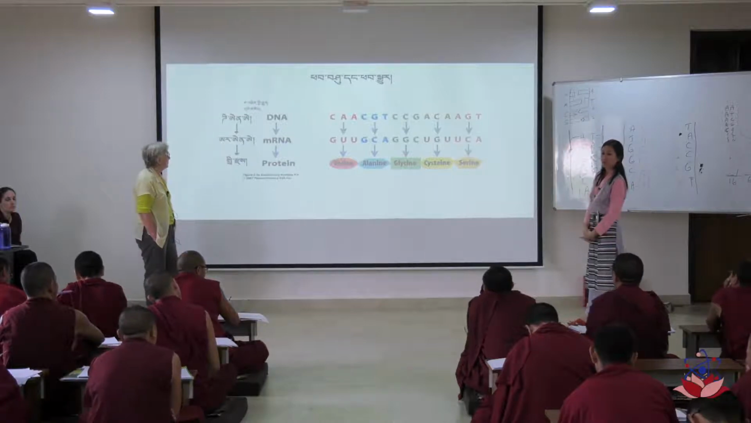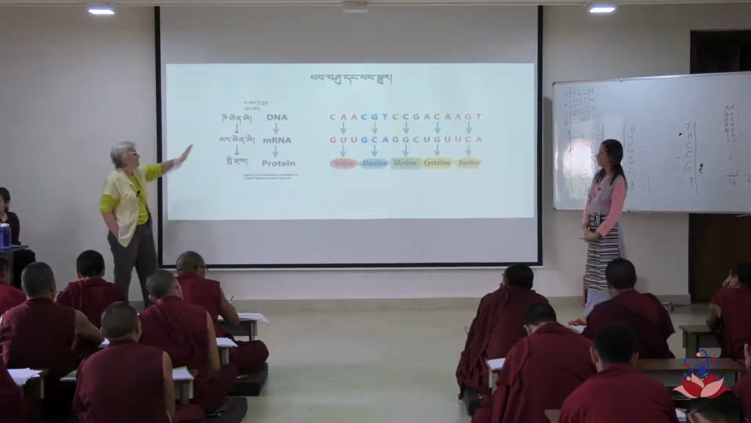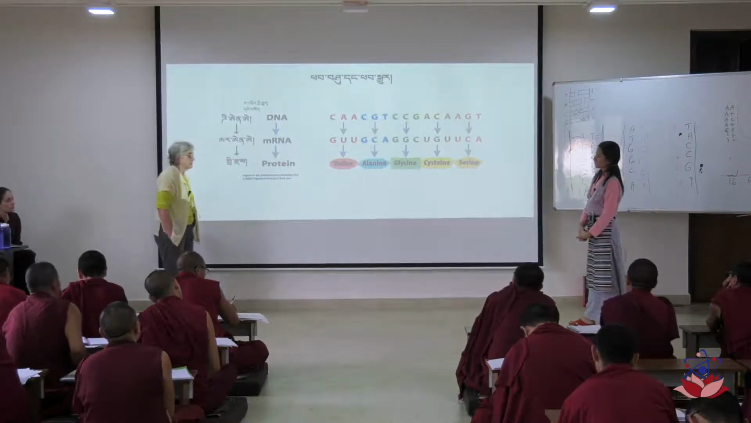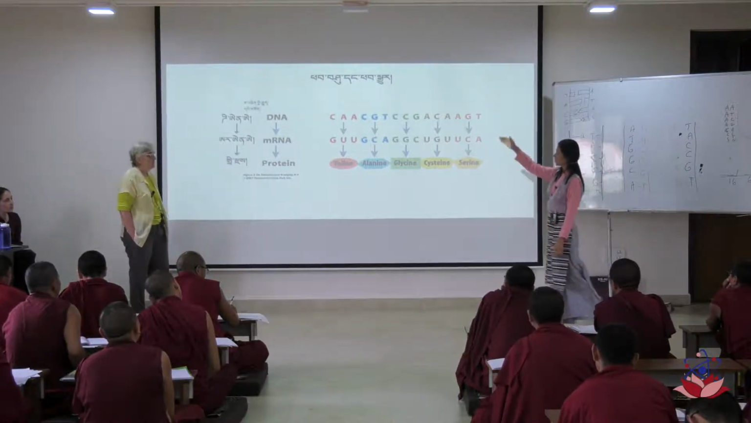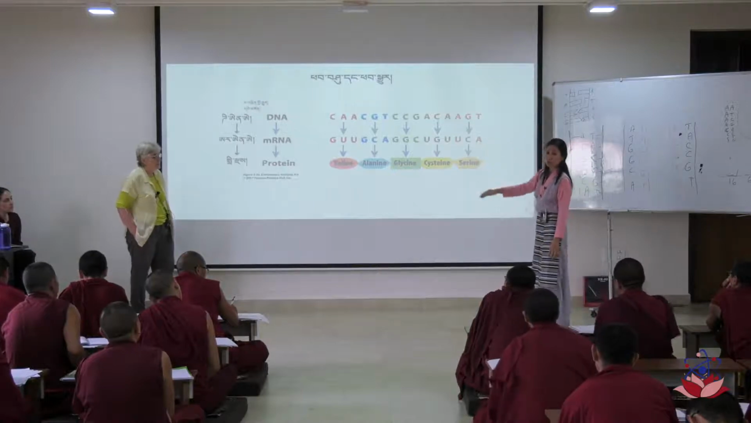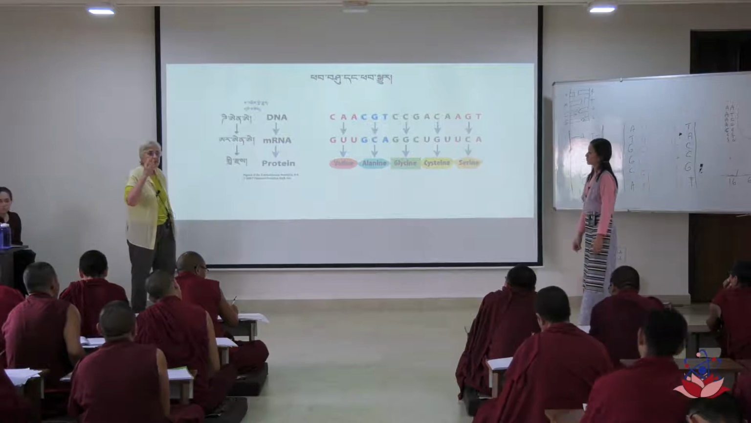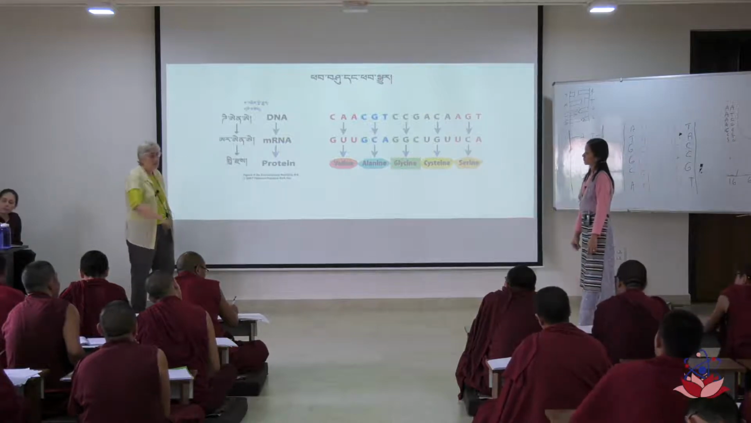Okay, so this is the central dogma: DNA, RNA, protein. That's why we have to say that the DNA and RNA and protein. Three bases at a time are telling the cell what amino acid to put in the protein.